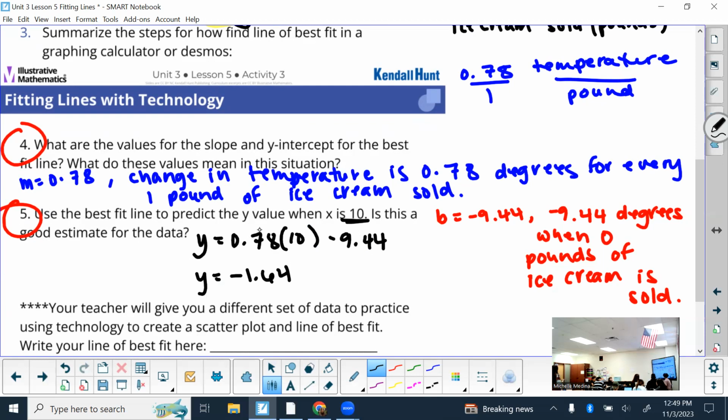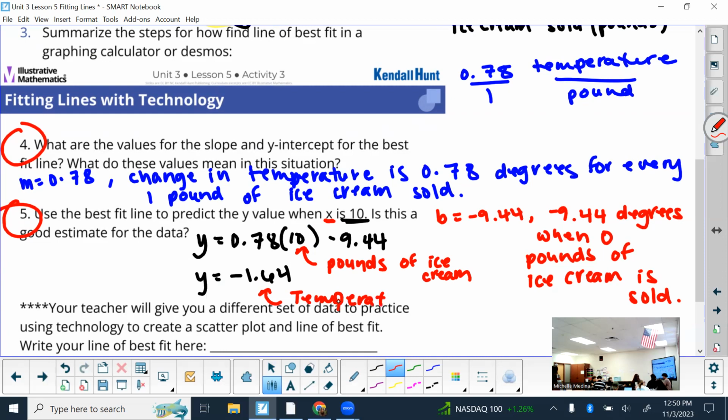But yeah, that is telling me that when x is 10, so remember what is the x representing again? And what? So when we sell 10 pounds of ice cream, what temperature is it outside? Okay, good.